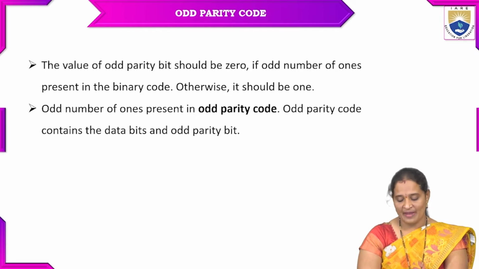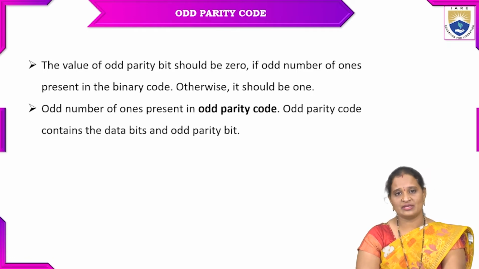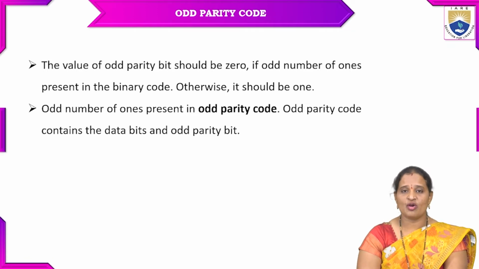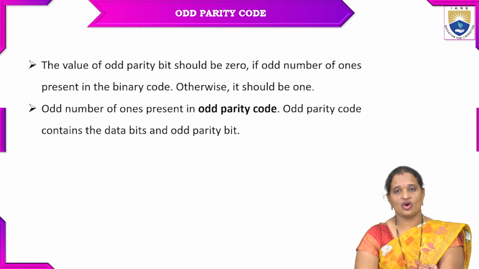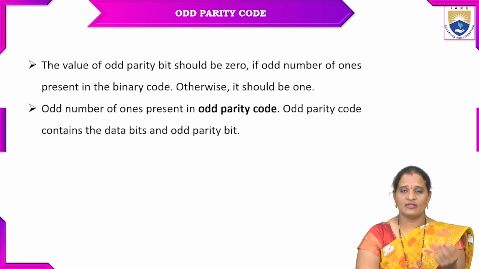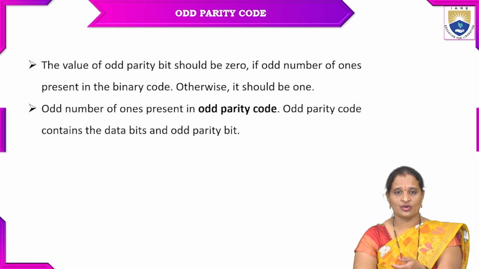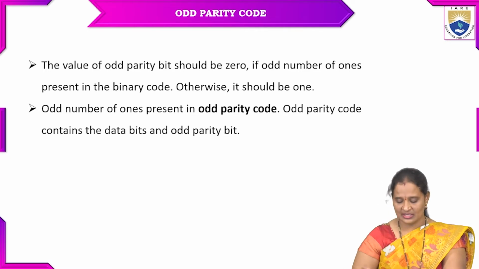So that means odd parity. How can we define the odd parity? An extra bit added to the message bits such that the number of ones in the code becomes odd. So if the number of ones in the message is already odd, then the parity bit should be taken as 0. If it is even, in order to make it odd, the parity bit should be taken as 1.